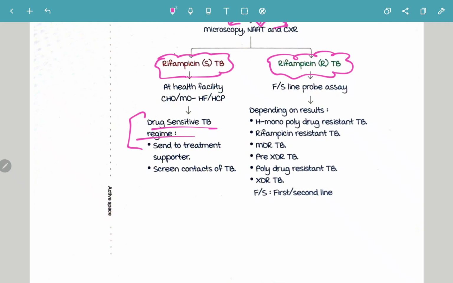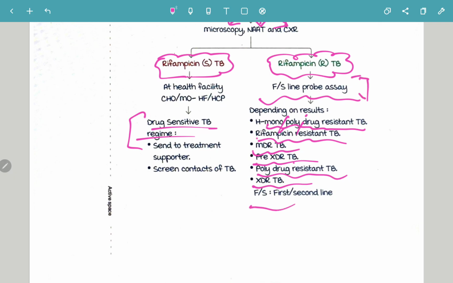If at all rifampicin resistant TB, then you do a first line probe assay, or first line or second line probe assay, and depending on the results you need to look whether it's a mono or polydrug resistant, rifampicin resistant TB, MDR TB, pre-XDR TB, polydrug resistant TB, XDR TB. All of this can be detected by your first or second line probe assay.